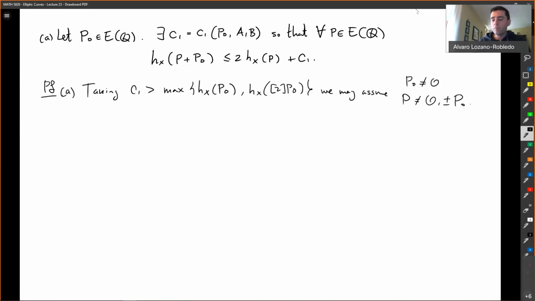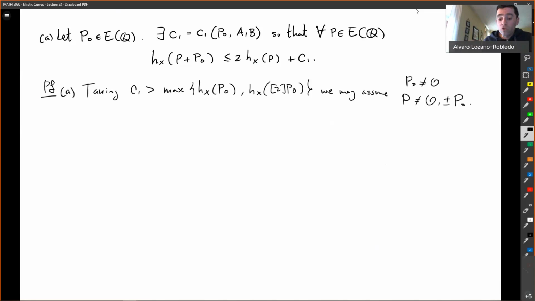Okay, if P is P naught, then what this is saying is that the height of 2 P naught is less or equal to 2 times the height of P naught plus C1. But if C1 is bigger than the height of P naught, then that works out. With that definition of C1, it just exceeds the bound and it's fine. So we might assume that P is not one of those points.